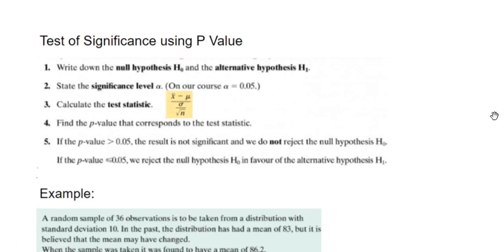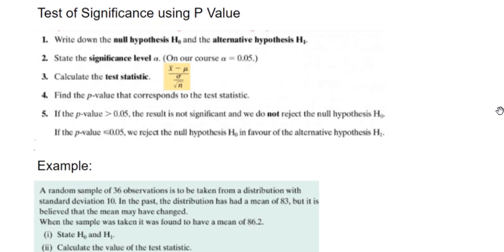So this is what we're going to do to test the significance using p-values. We write down a null hypothesis and an alternative hypothesis like we've done before. Then the significance level, which is always going to be 0.05. If the p-value is above or below 0.05, that determines whether we accept the null or the alternative hypothesis.